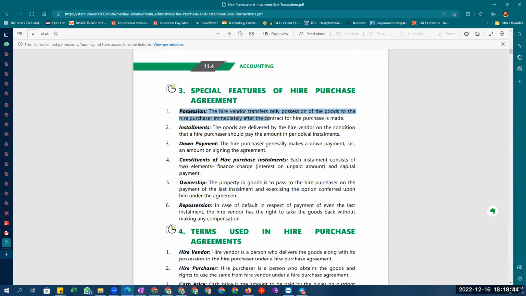Okay, so do read these two points simultaneously once. The first point says that the possession of the goods transfers immediately, but the ownership only transfers when the last installment is paid. Right? Fine. There is a concept of down payment also. What is the down payment? It means a lump sum payment which is made at the beginning, during the signing of the agreement, the hire purchase agreement, right? Similar to a down payment on a car or a property. So it is pretty much the same logic here.